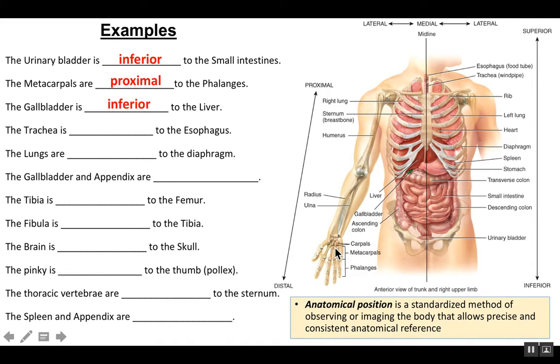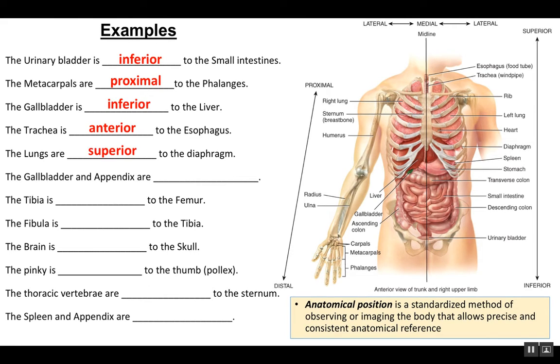The gallbladder is inferior to the liver. The gallbladder is a small sac that holds bile, and it is located just below the liver. The trachea and esophagus are tubes, both located in your neck. And as you can see, the trachea, which typically can be seen with these cartilaginous rings that keep the trachea from collapsing, that trachea is in front of the esophagus. So we say the trachea is anterior to the esophagus.